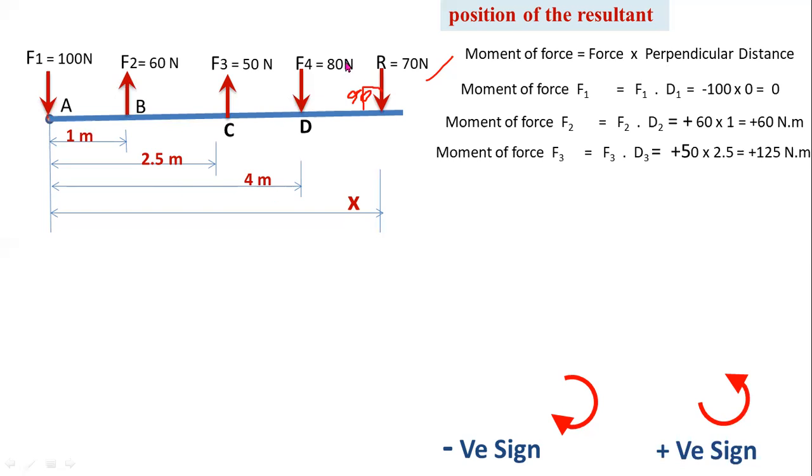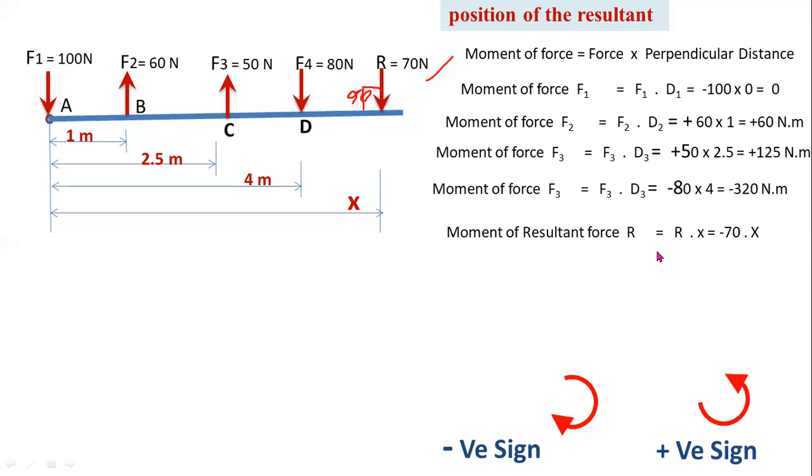In similar way, the moment of force F4 equal to force into distance. Here this force is acting downward, so it forms a clockwise direction couple. So minus 80, and the perpendicular distance between the point A and D is 4 meters. That is minus 320 Newton meter. Now these 4 are the individual moments. This is the resultant moment.